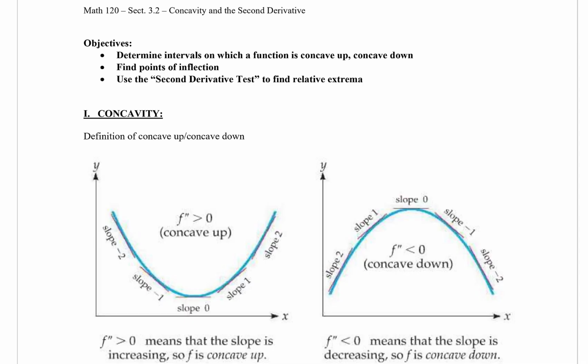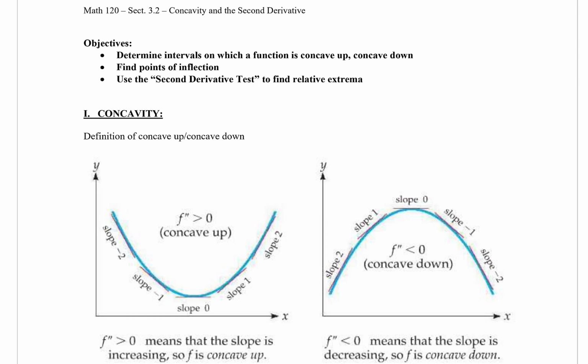Concavity and the second derivative. Objectives. Determine intervals on which a function is concave up, concave down. Find points of inflection. Use the second derivative test to find relative extrema. 1. Concavity. Definition of concave up, concave down.